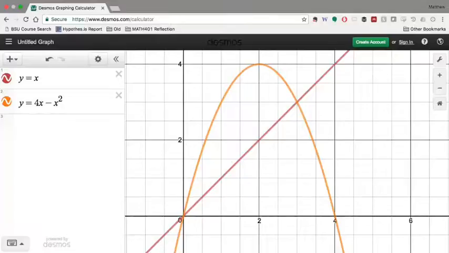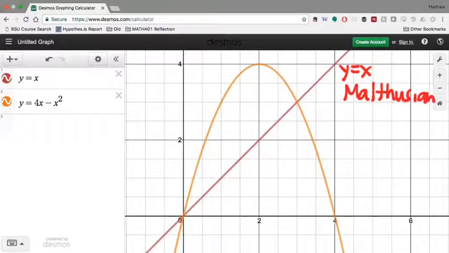So here are our two population growth models again, okay, for the population biologists in the room. The red population model here, y equals x. That's an example of a Malthusian model. And the orange, y equals 4x minus x squared. That's an example of a logistic population growth model.